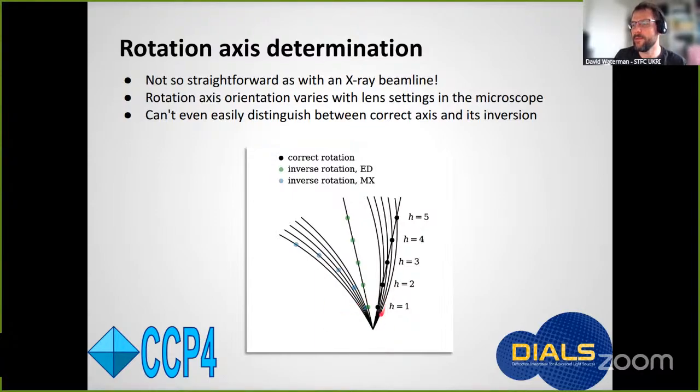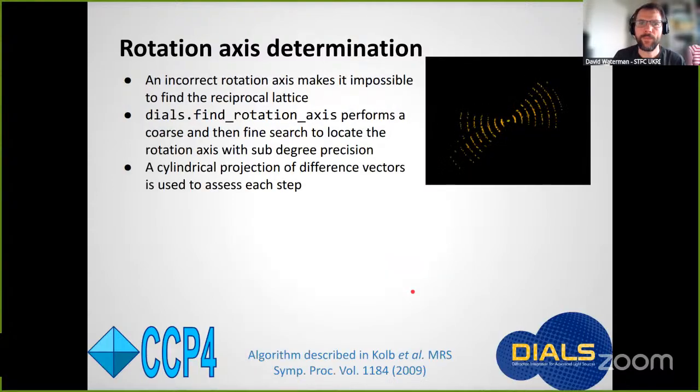Conversely, with MicroED, they're all recorded on this one image. And if you've assumed the wrong hand of rotation, they're all recorded on a different image. It's just a different orientation in reciprocal space, but it's difficult to tell which is correct. But when the axis is grossly wrong, it is obvious to see that in the reciprocal lattice viewer.